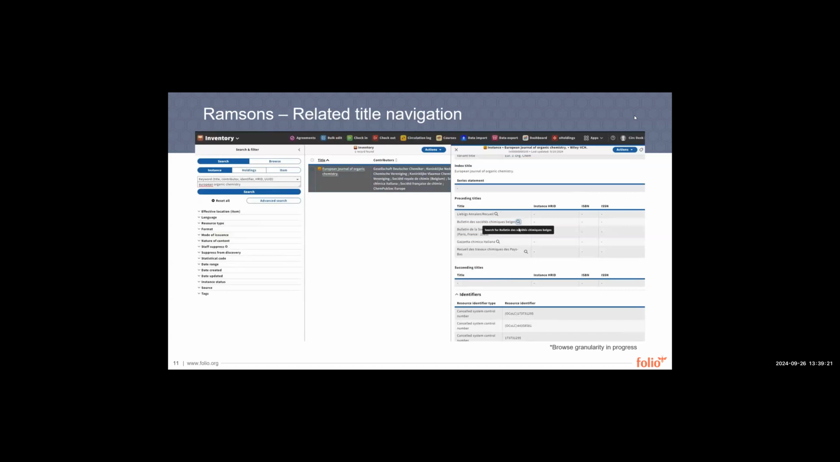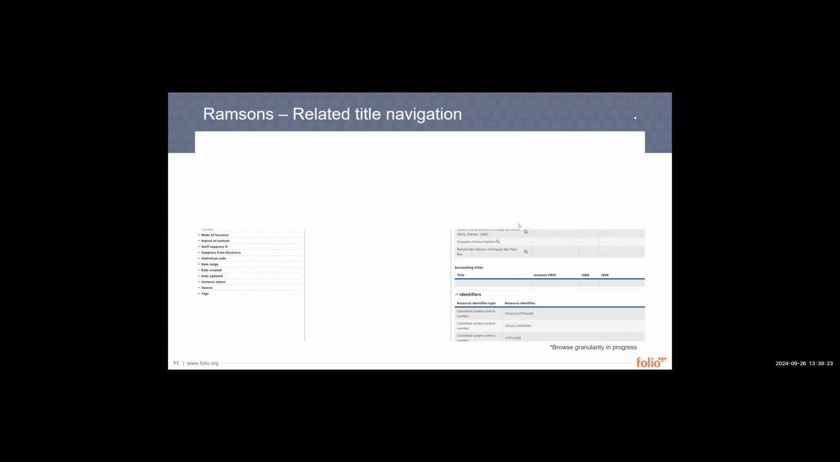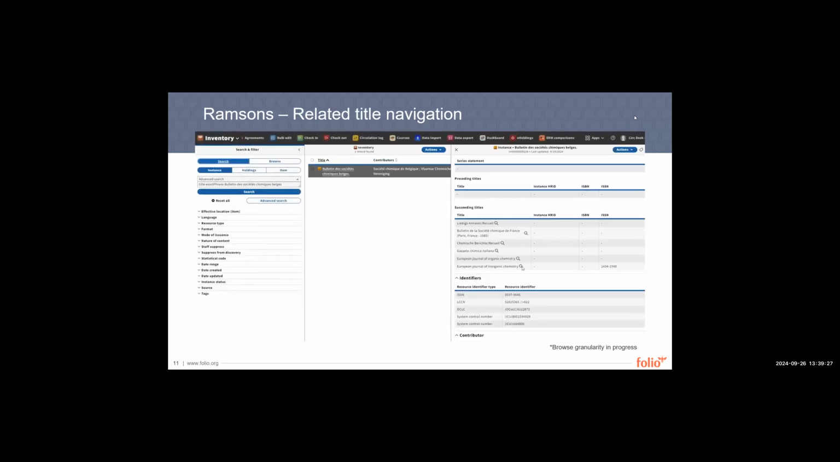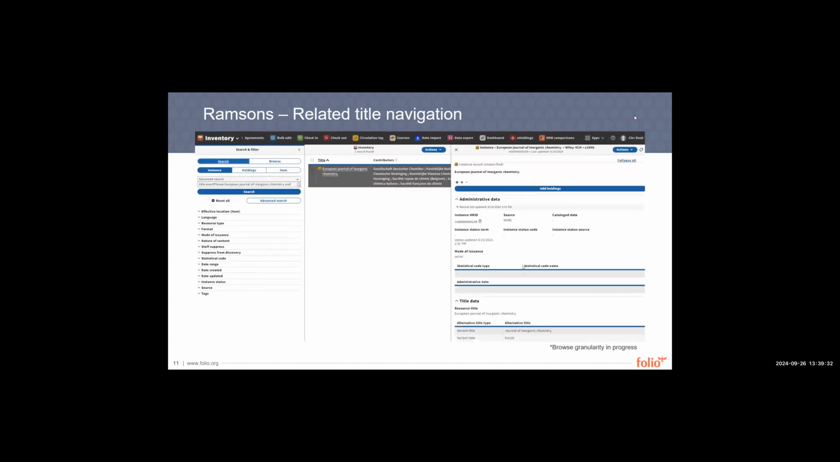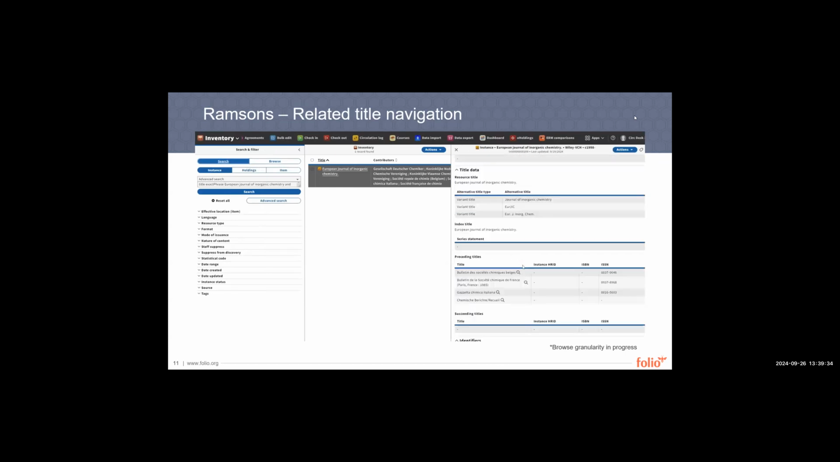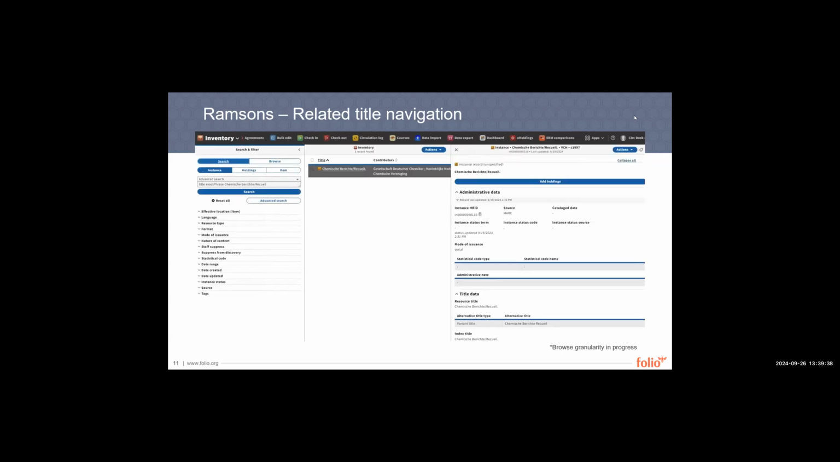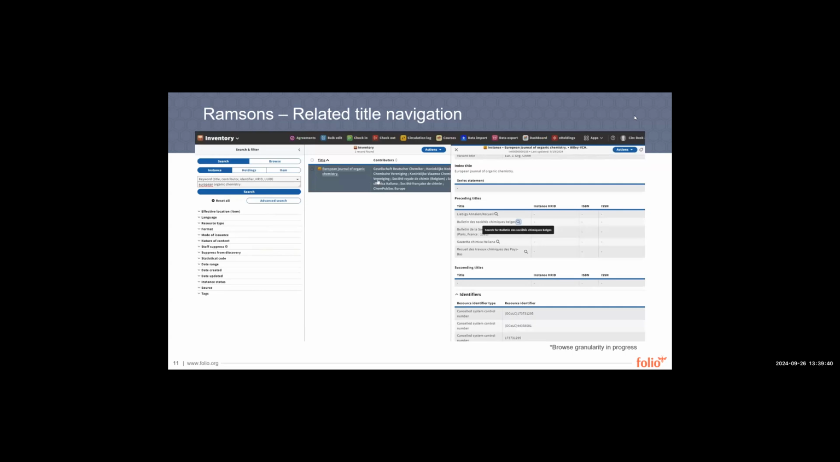Finally, other work by FolioJet. Thank you, Ryan, for letting me showcase it. So on the preceding and succeeding titles, there is now a magnifying glass next to those titles. Once you click it, it triggers a search in inventory to find that related title. So you can move forwards and backwards just to help facilitate that navigation.